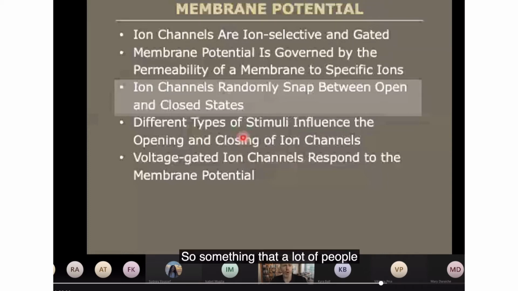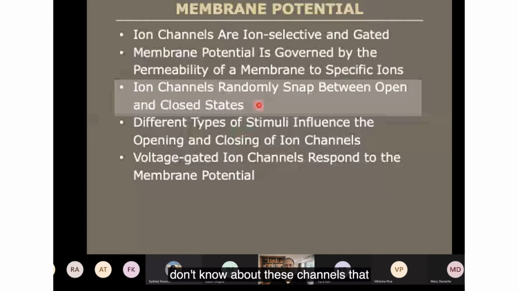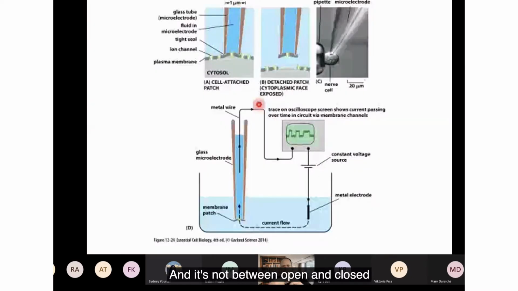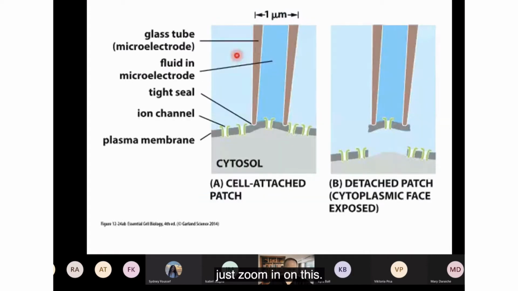So something that a lot of people don't know about these channels that I mentioned already is that these channels are proteins that actually fluctuate in their shape randomly. And they snap between open and closed states. And there's a number of experiments that have demonstrated this. And this is called the patch clamp experiment, where literally you take a glass tube and a vacuum, just zoom in on this, and this is a pipette on the end of a vacuum.